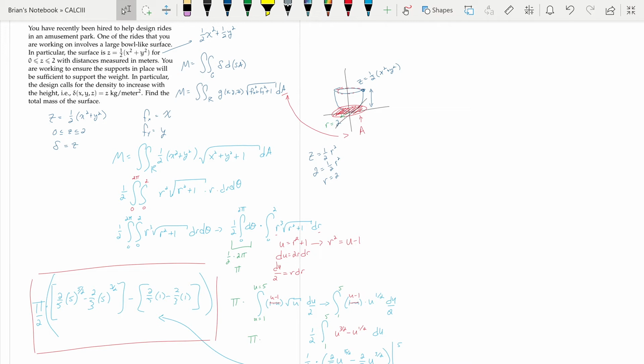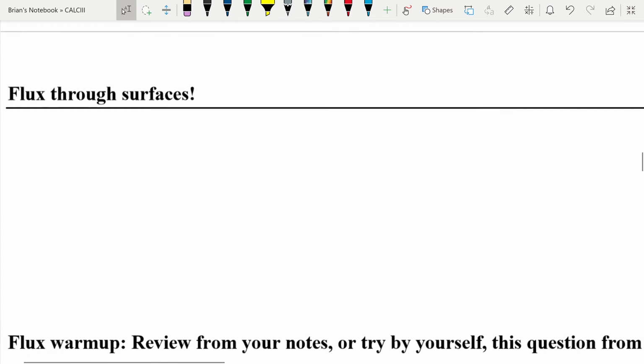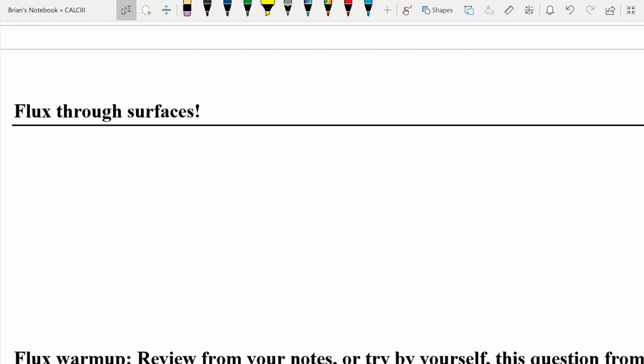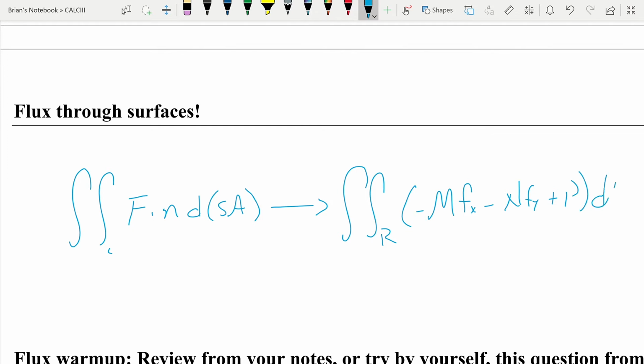What we mostly use surface integrals for is flux. And if anyone's taken Physics 222 yet, you've done a lot with flux. Stokes' theorem and Gauss's law, I think. There's a lot of flux going on. When we talk about flux, we're talking about stuff that goes in and out of a surface. So you might have seen the F dot N dS, and there was a whole derivation on that. And what we use is the double integral of negative M f of x minus N f of y plus P dA.